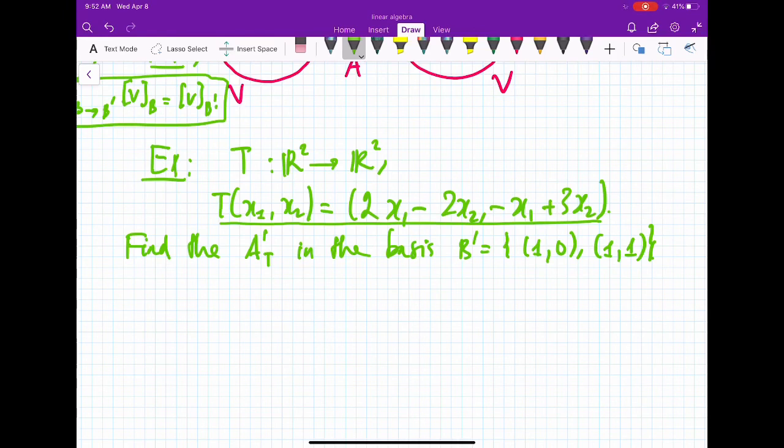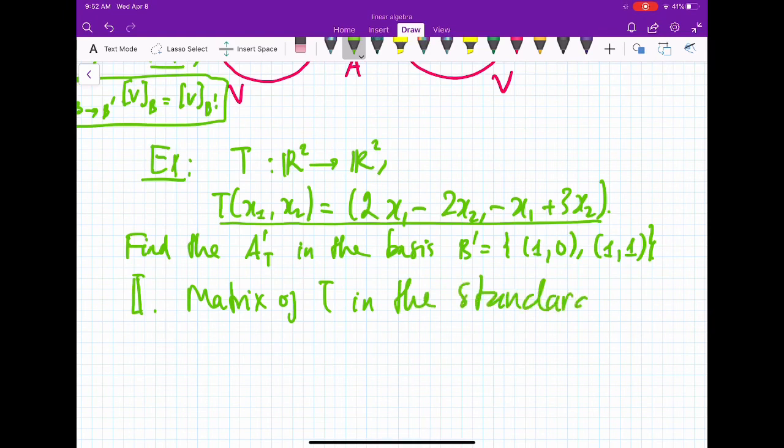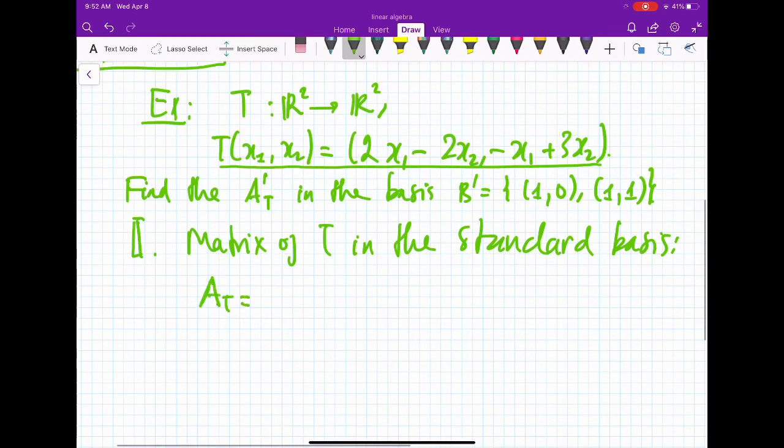Okay, so first we write the matrix of T in the standard basis. From here we can get that A of T is equal to [2, -2; -1, 3]. We just pick the entries here and then pick all the coefficients of them and write them in row form. All right, now we want to find the representation of this in the new basis.